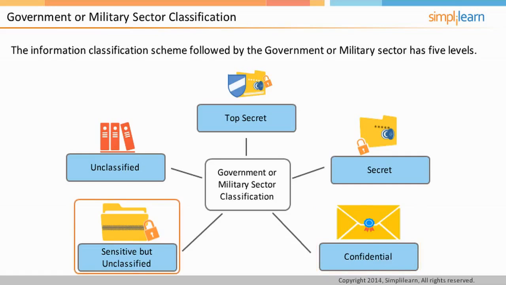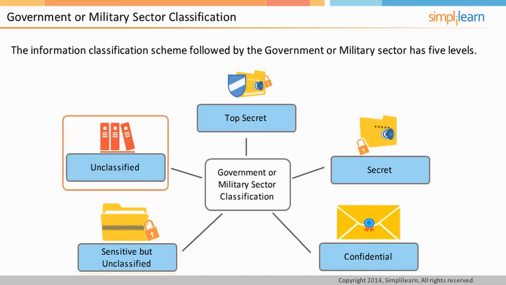The fourth level is sensitive but unclassified. This is the information designated as a minor secret that may not create serious damage to the country's national security if disclosed. However, such material would cause undesirable effects if it were available in public. The lowest level is unclassified. This is the information designated as neither sensitive nor classified. The public release of this information does not violate the confidentiality of a country's national security.